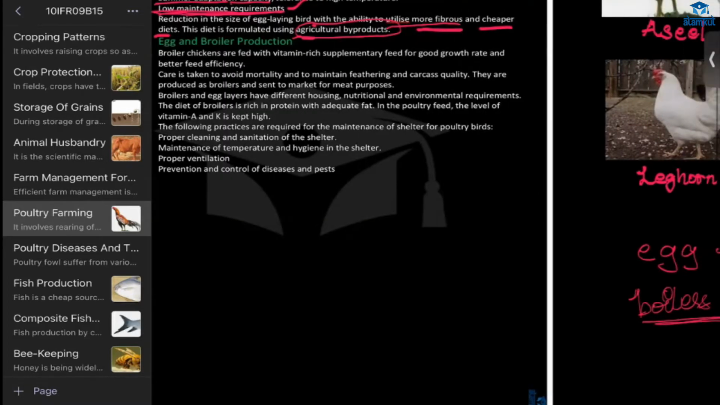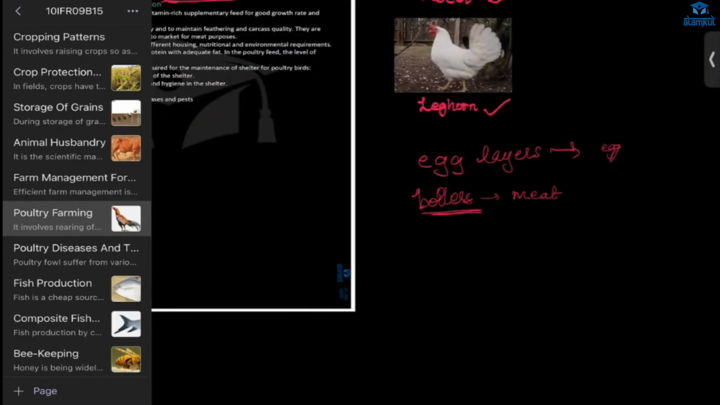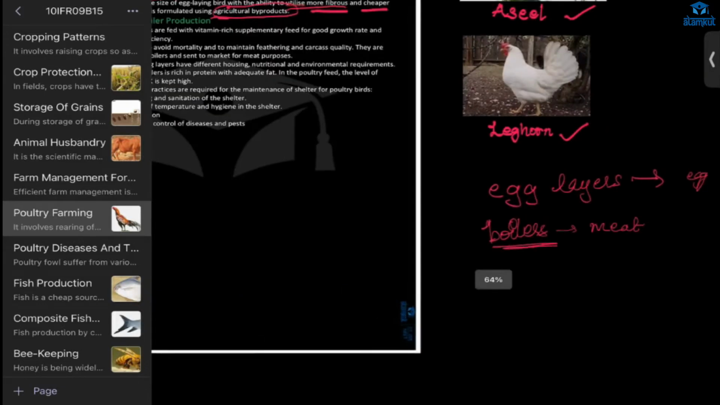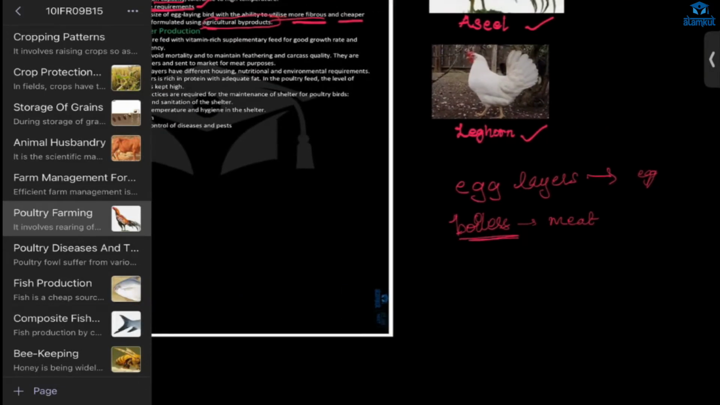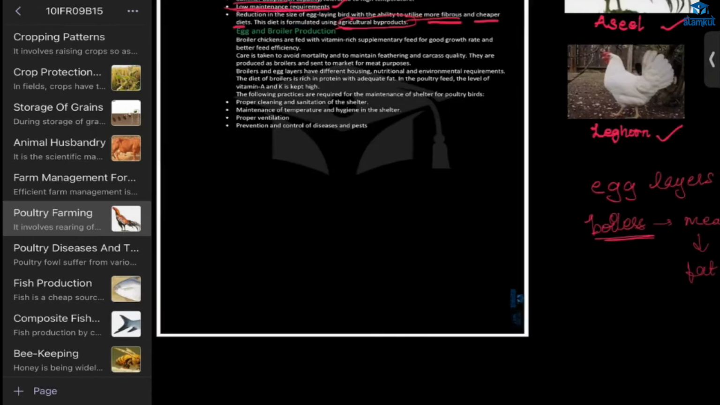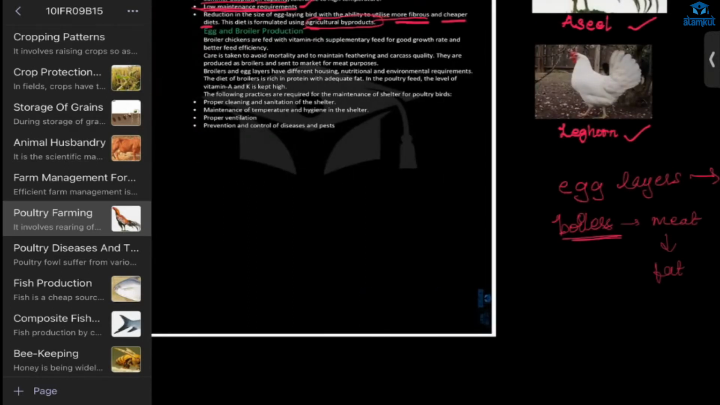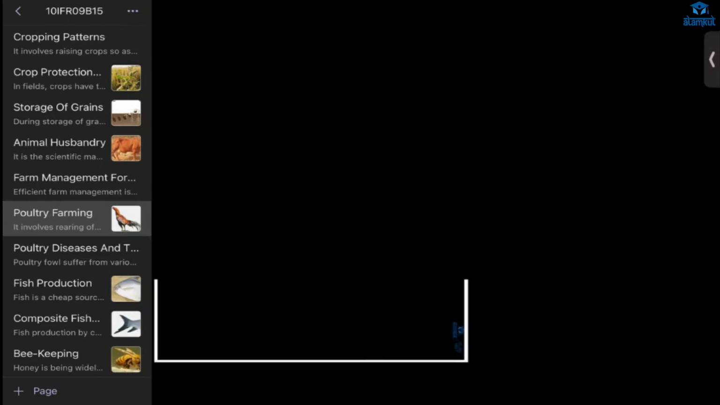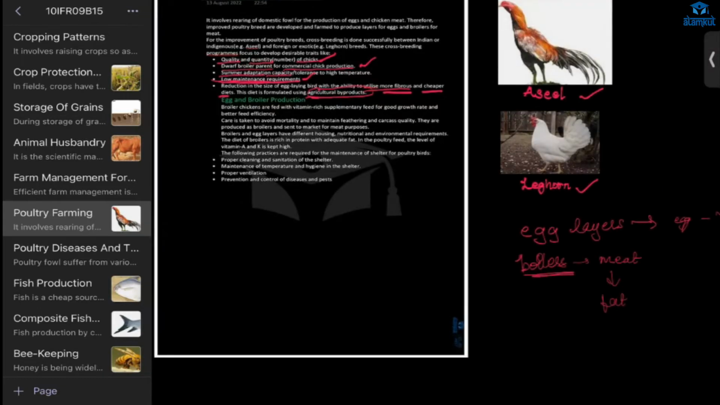Now, both of these will require different food nutrition. Broilers will require high fat content food, protein rich. And the egg layers will require vitamin A and K in high amount. And these two, layers and broilers, are kept in different places.